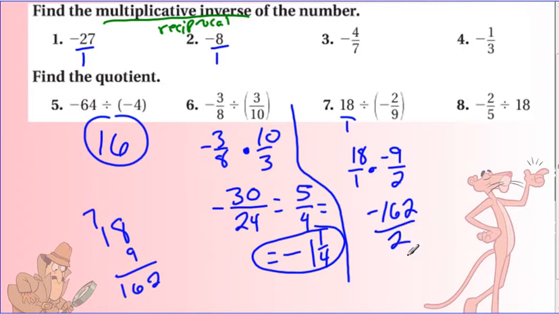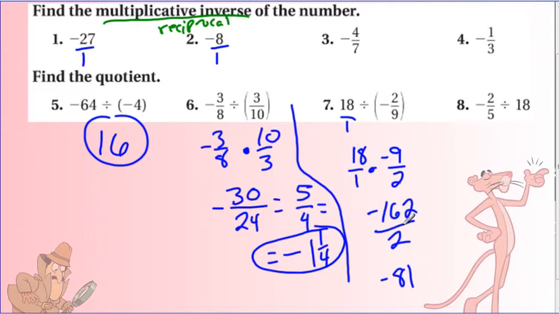Okay, how many times does 2 go into 162? Well, when you divide by 2, you take half of it. What's half of 162? 81. Half of 162 would be 81. And then it's negative because the signs are different. The answer's negative.